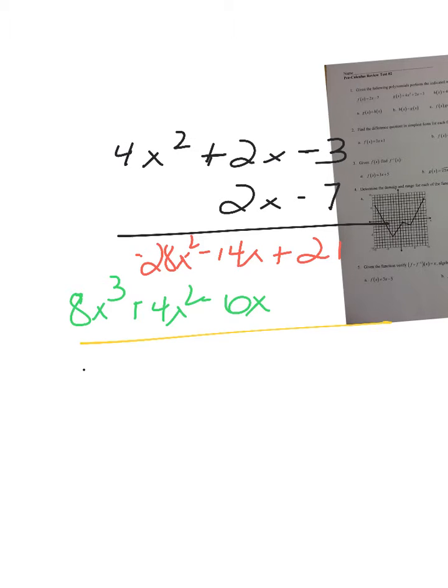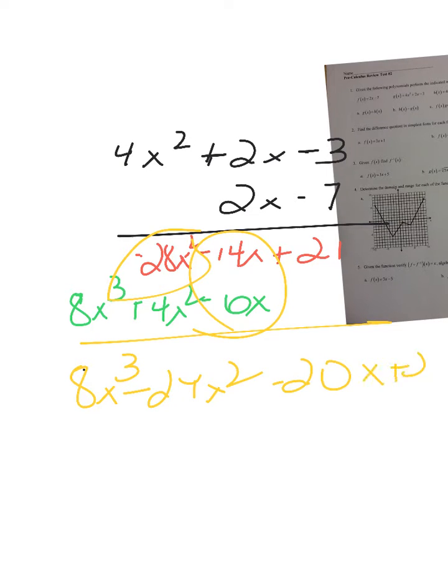Okay, so now I add them down, so I get 8x to the third. Negative 28x squared and positive 4x squared is negative 24x squared. Negative 14x and negative 6x is negative 20x. And then I have plus 21. All right, so let's take a look at 1D.